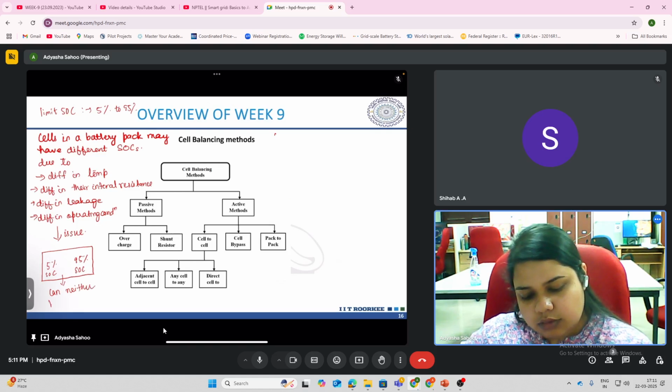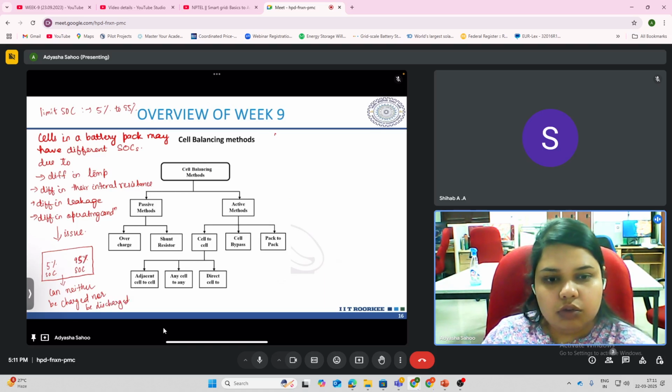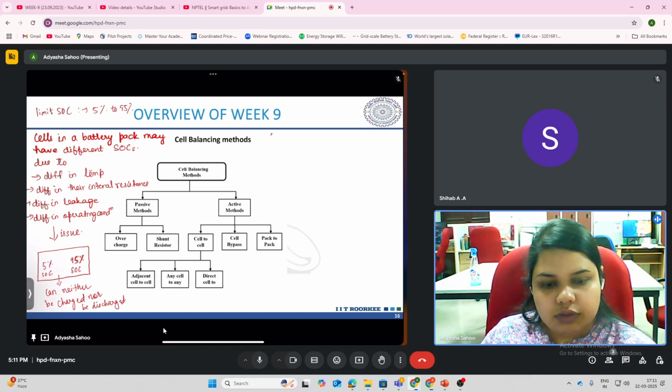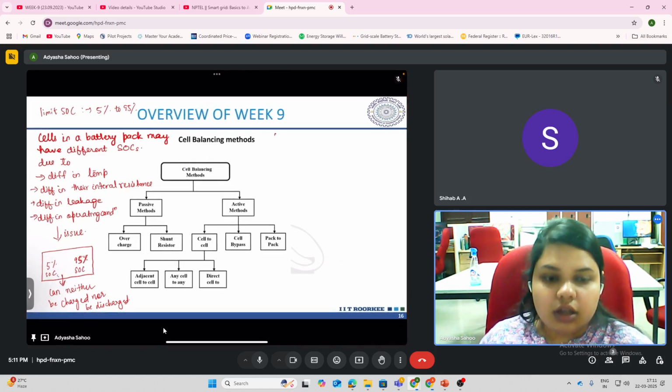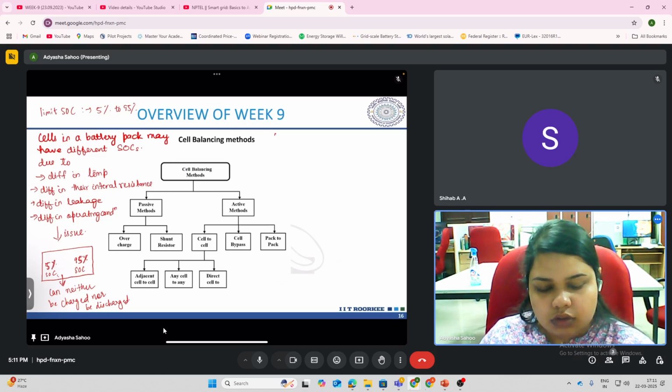Because when you try to charge this battery pack, you are driving this 95% SOC cell to go beyond the safe limit. And similarly, if you try to discharge this battery pack, you are trying to discharge this 5% SOC cell beyond its limit. So to avoid such a scenario, we need to balance the SOCs of all the cells in a battery pack. For that, we have various cell balancing methods that we discussed earlier.